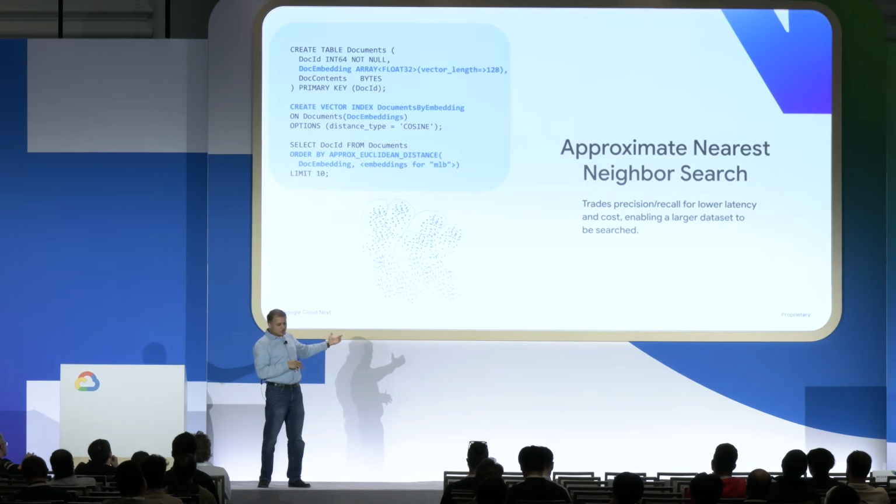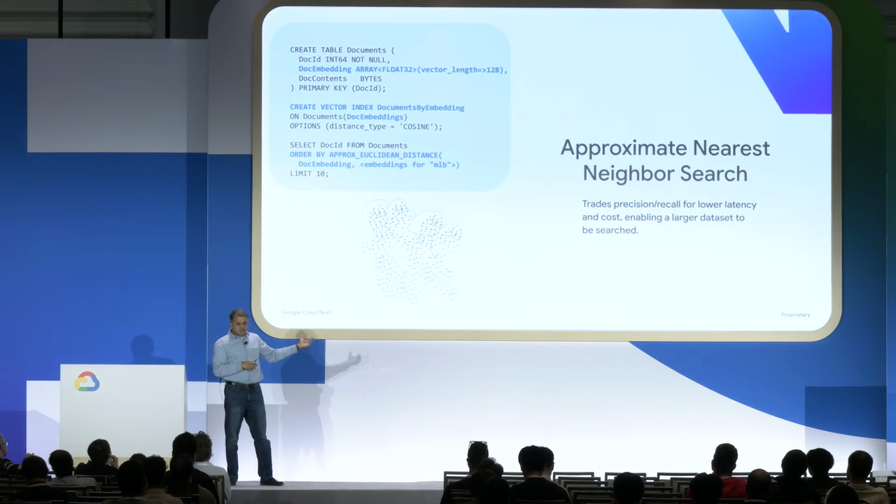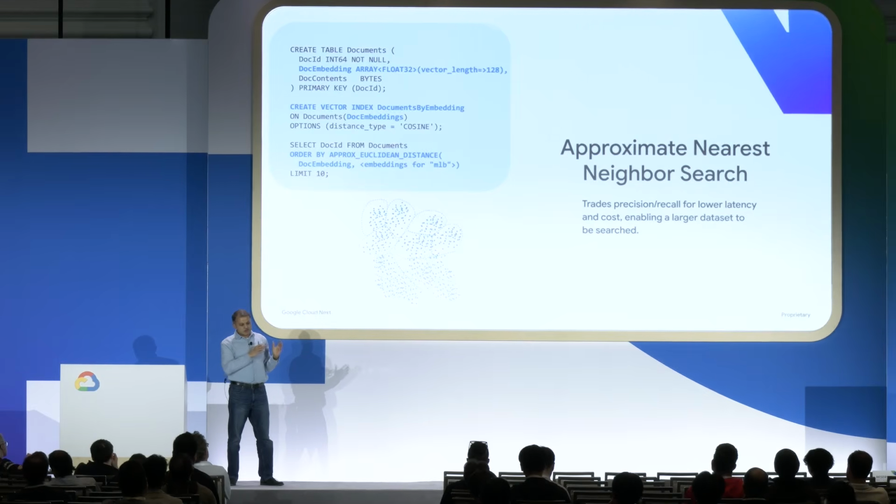So essentially, what you can see here is you're trading off a little bit of precision by, say, not looking at all the documents, but just a subset. But then this becomes much faster and much cheaper because you're basically guiding your search very well.